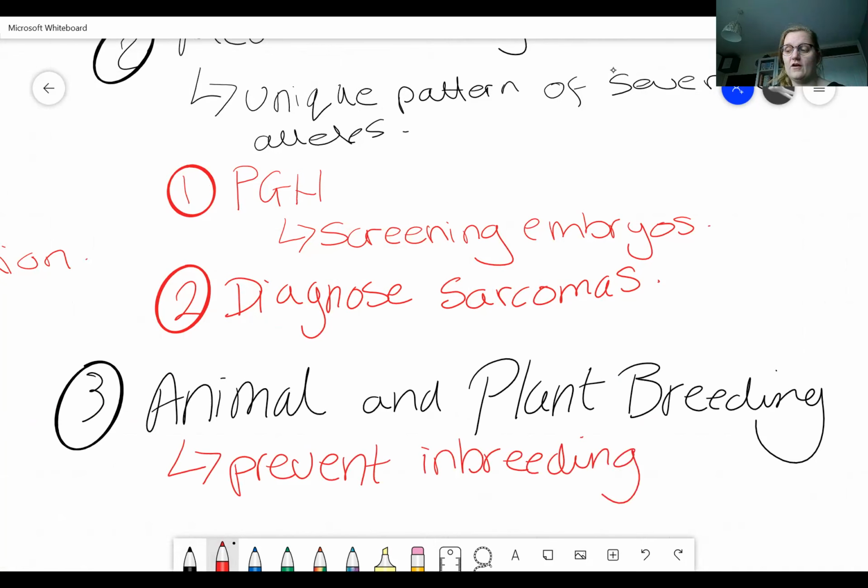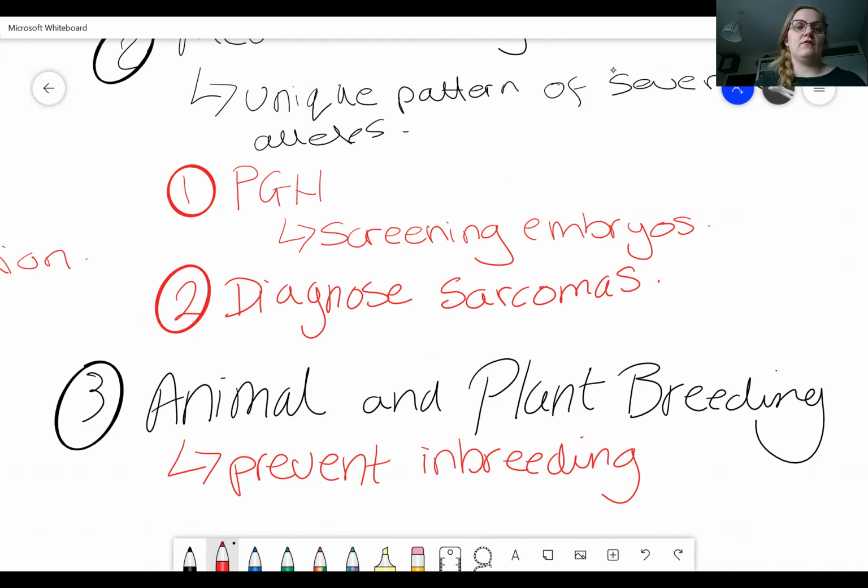Because if inbreeding occurs, the gene pool decreases. Inbreeding can lead to an increased risk of genetic disorders, health problems, and productivity and reproductive problems. So genetic fingerprinting can be used to identify how closely related individuals are. The more closely related two are, the more similar the genetic fingerprints will be, and the least related individuals will then be bred together.